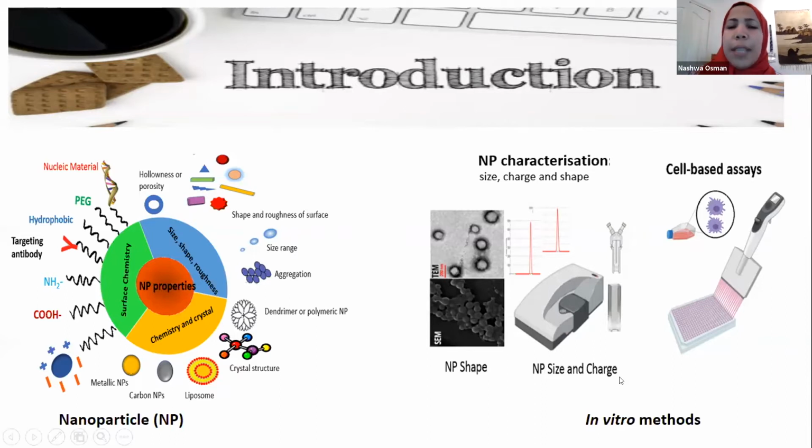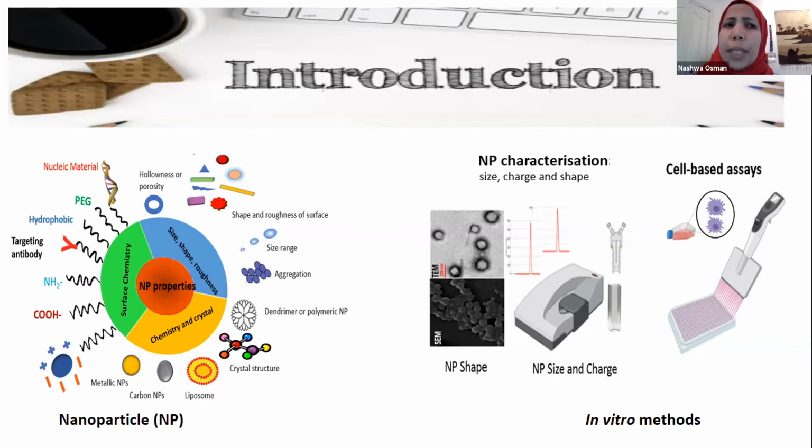The in vitro methods, either cell-based assays or non-cell-based assays, are the first cornerstone methods that we use to evaluate the nanoparticle, evaluate their safety, and evaluate their biocompatibility before we go into the in vivo study. The in vitro methods are the ones commonly reported in the literature, the initial steps that we usually use to evaluate our nanomaterial before their in vivo experiment.